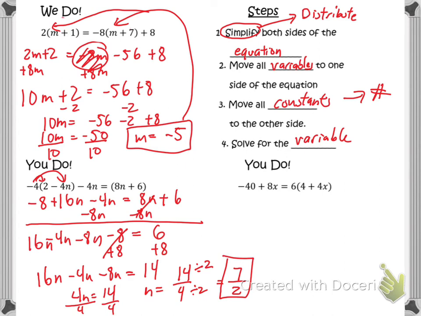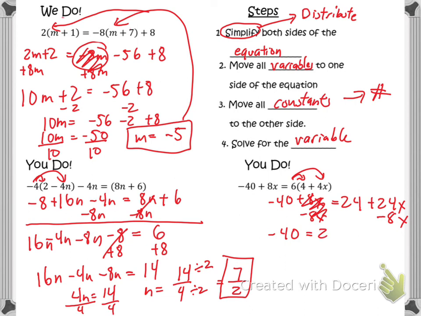Go ahead and do the next you-do first. Then come back and check your answer. All right, on the next you-do, I have negative 40 plus 8x is equal to 6 times the quantity 4 plus 4x. I'm going to go ahead and distribute that 6 in. 6 times 4 is going to give me 24 plus 24x. Move all the x's to one side. Let's move the 8x to the other side with a negative 8x. So I have negative 40 is equal to 24 minus 16x.